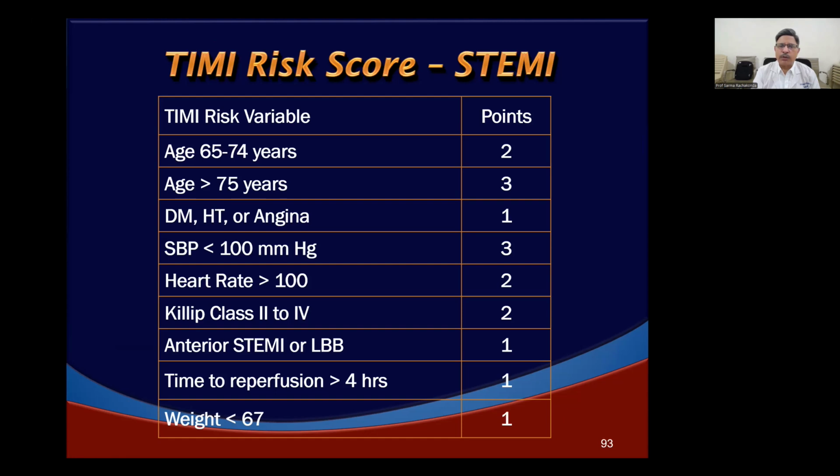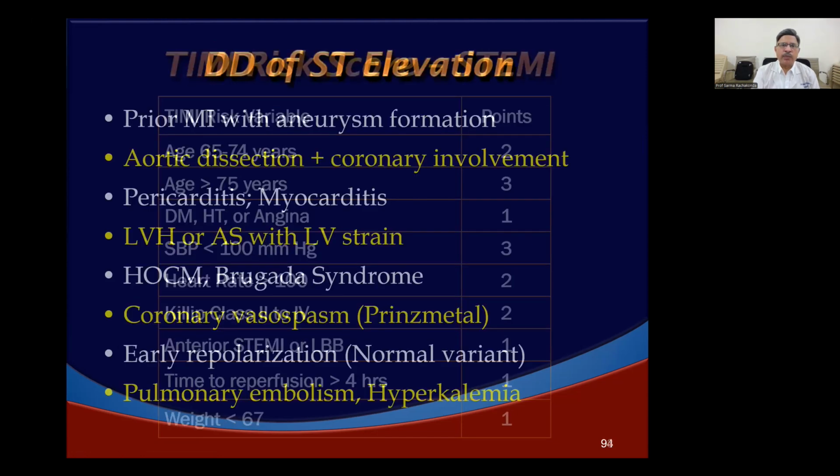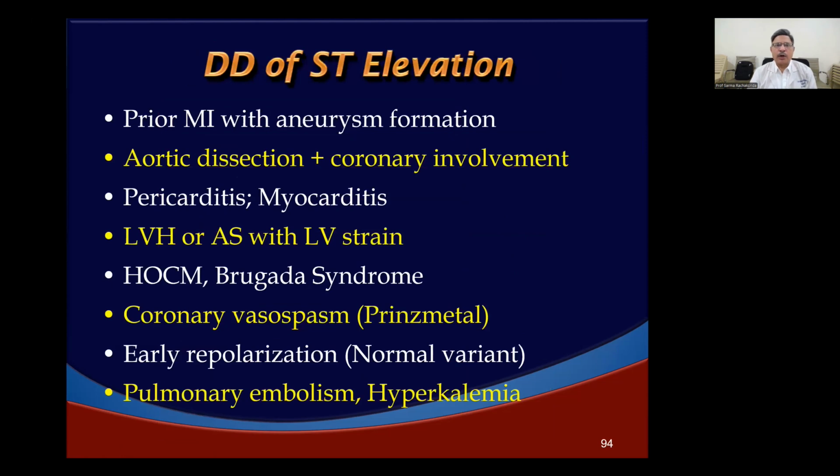The thinner the individual here, the risk is higher. Add up these points, 2 plus 3, 5, 6, 9, 11, 13, 14, 15, 16. Total 16 points can be there. Depending on that, we classify them. And this is a short note.